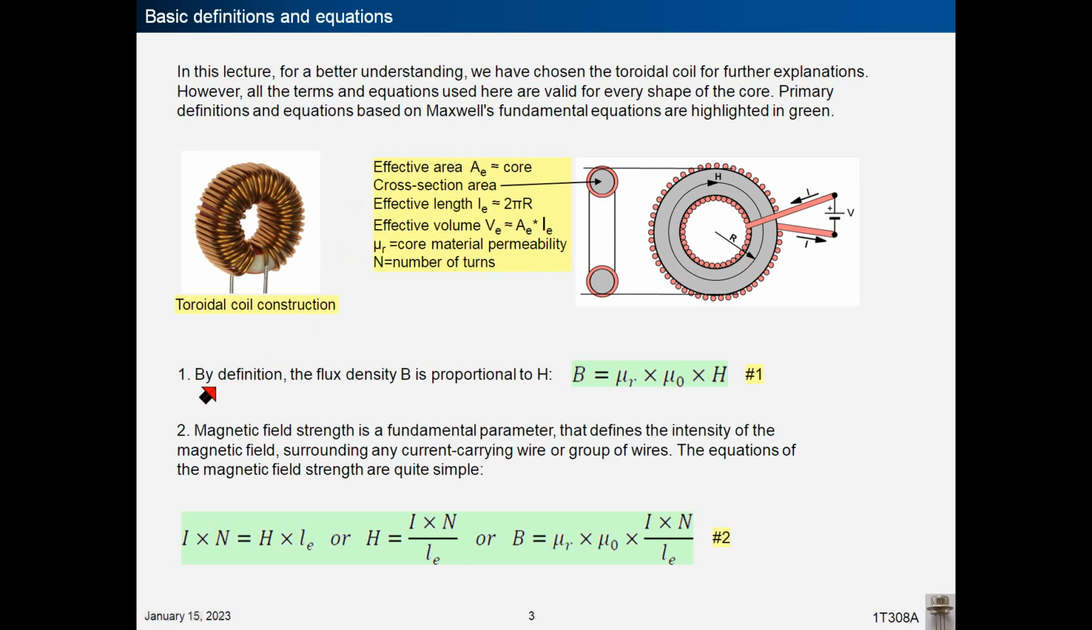By definition, the flux density B is proportional to magnetic field strength H. Magnetic field strength is a fundamental parameter that defines the intensity of the magnetic field surrounding any current-carrying wire or group of wires. The equations of the magnetic field strength are quite simple and are shown below. Magnetic field strength is proportional to the total current and the number of turns, and inversely proportional to the effective length.